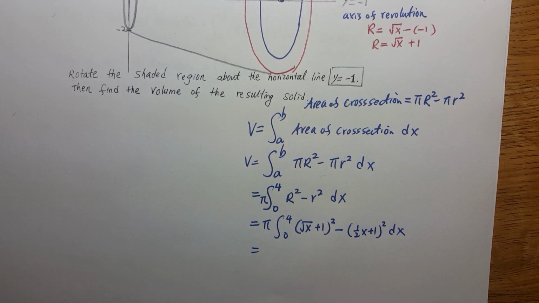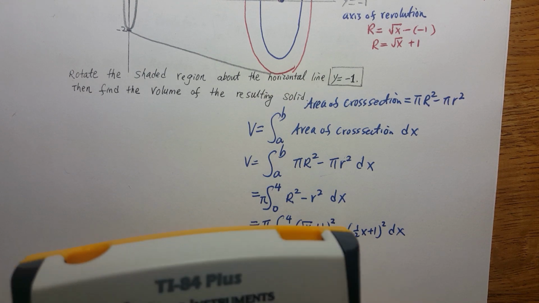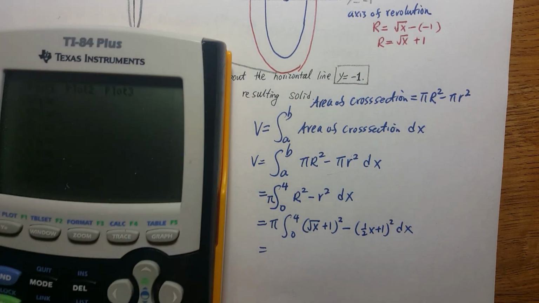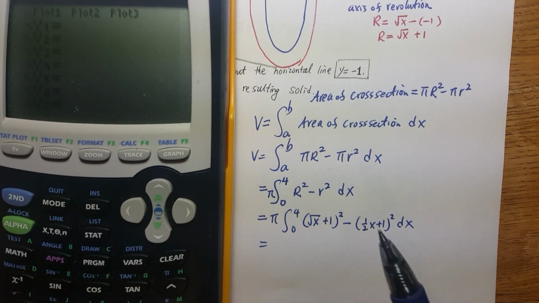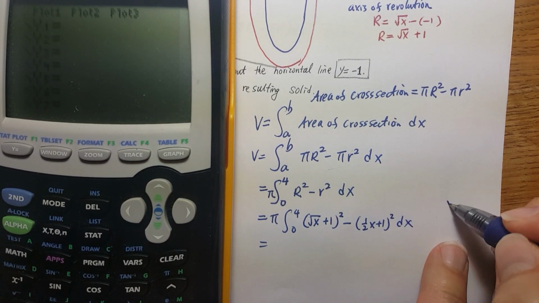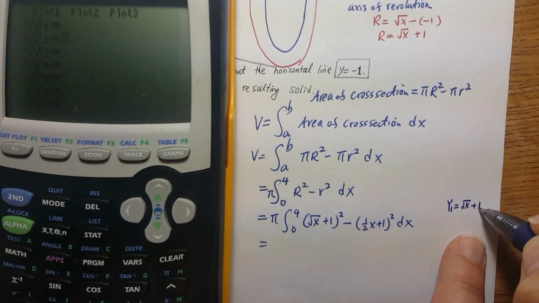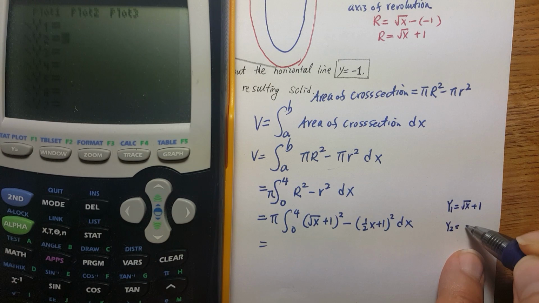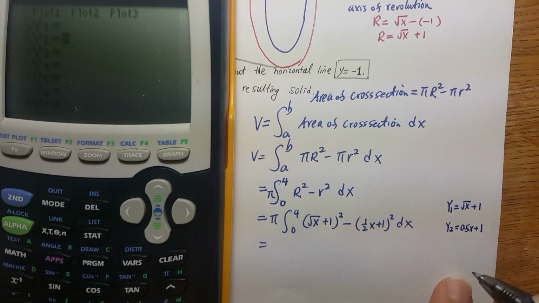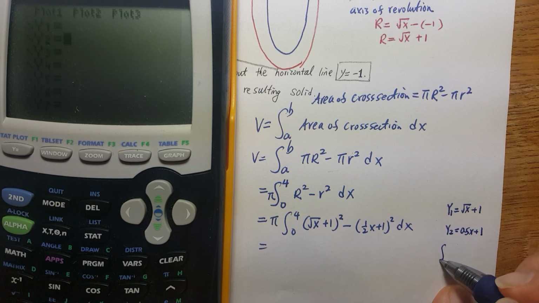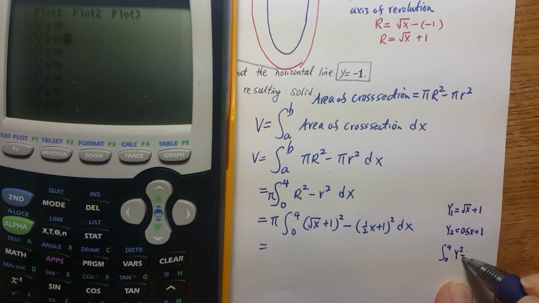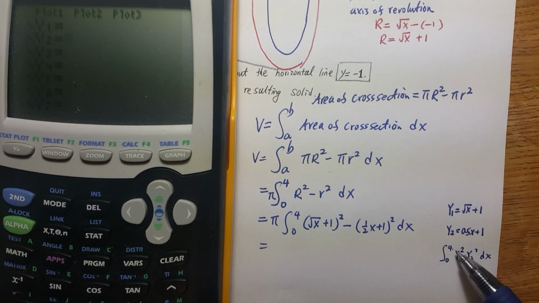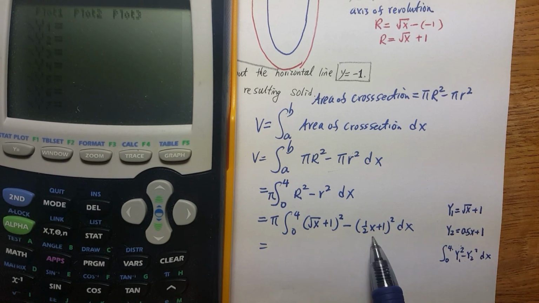So next step, we just have to type it into the calculator. So I am going to show you. Okay, this is one of the methods that we learned before. I am going to make my y1 equal to square root x plus 1 and my y2 equal to 0.5x plus 1. And then later on, all I have to do is integral 0 to 4 y1 squared minus y2 squared dx. This made my life easier.